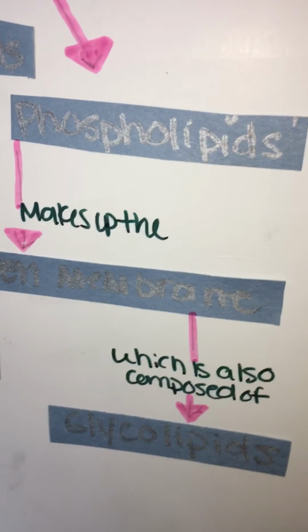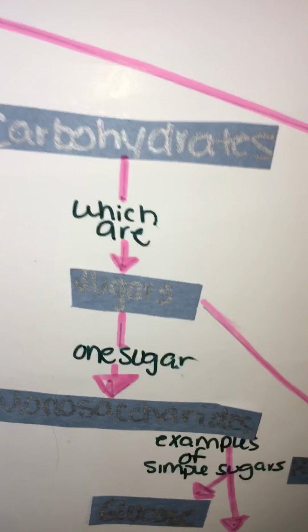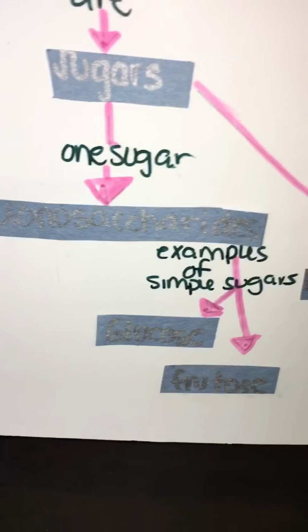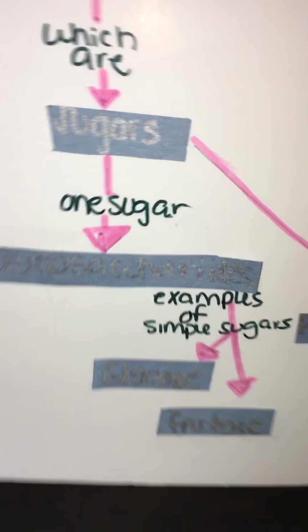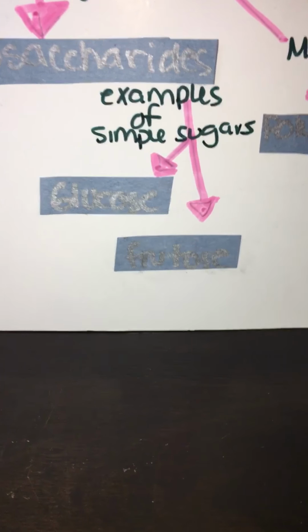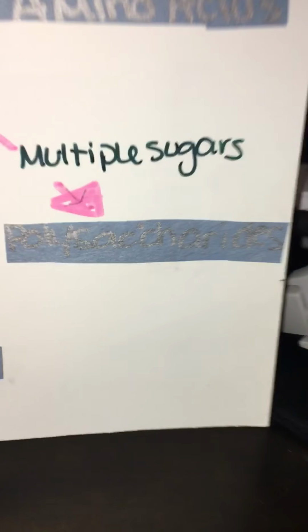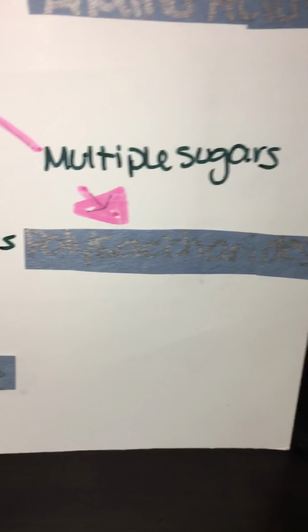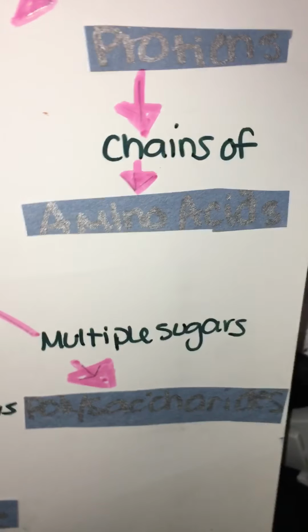Now, back to the phospholipids, which make up the cell membrane, which is very important, which is also composed of glycolipids. Now, you have the carbohydrates, which are sugars. They can be simple or complex, but if it's made up of one sugar, it's called a monosaccharide. Examples of that include glucose and fructose. Now, if it's multiple sugars, that's what we call a polysaccharide. And then lastly, you have your proteins with their chains of amino acids.